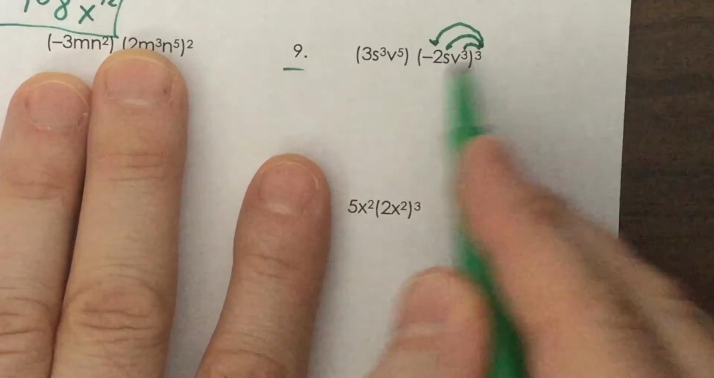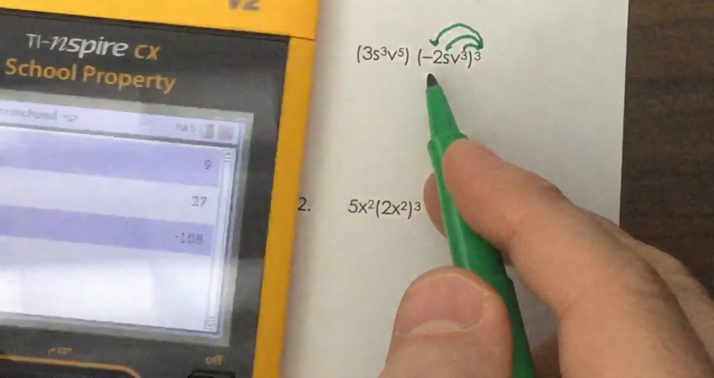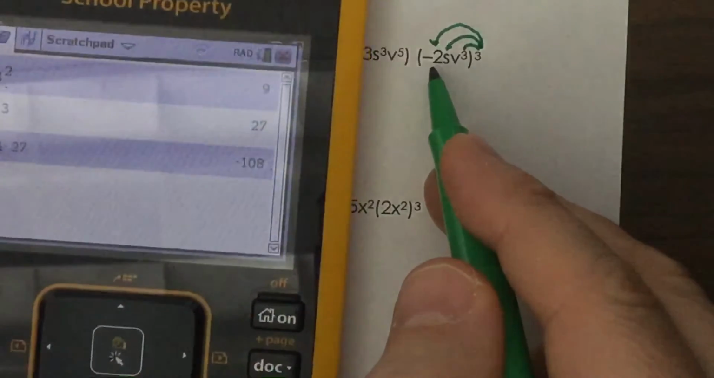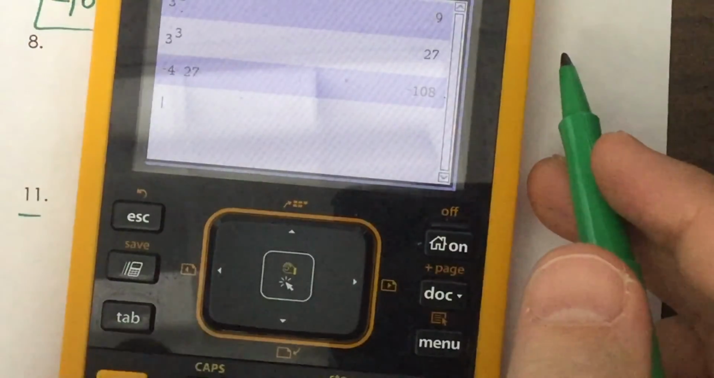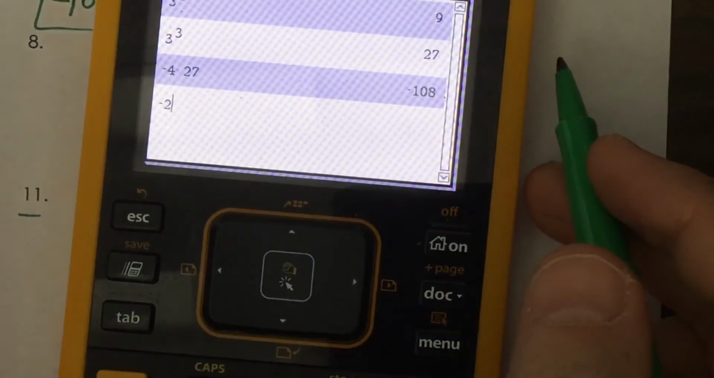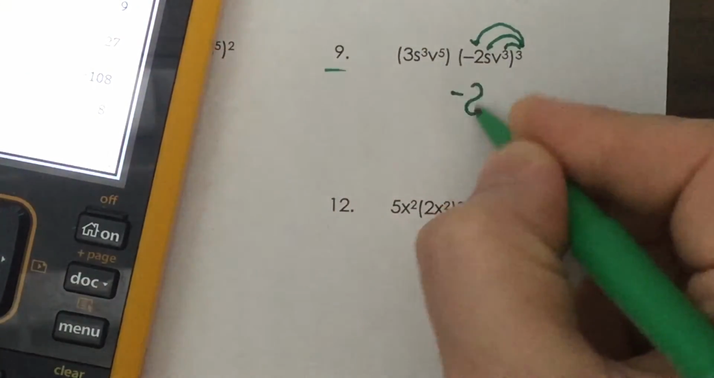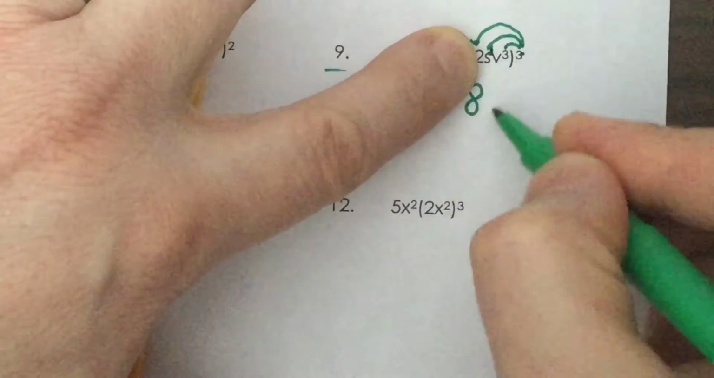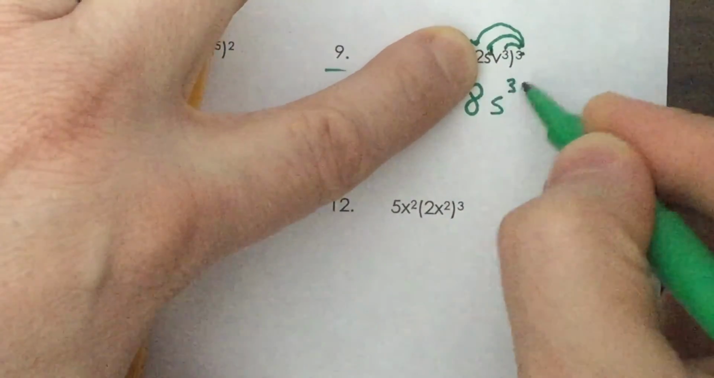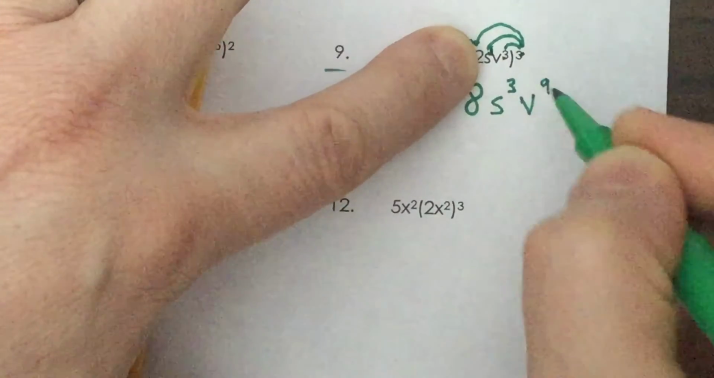This first one, this is not an exponent, so I don't use my exponent rule. I actually just type it in the calculator. Negative 2 caret top 3. That's what I get. And you get negative 8. So this gives me negative 8. Now this is s to the 1. 1 times 3 is 3, so now I have s to the 3rd. And this is 3 times 3 is 9, so I get v to the 9th.